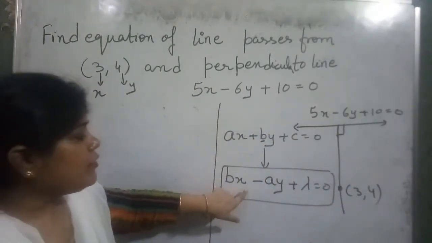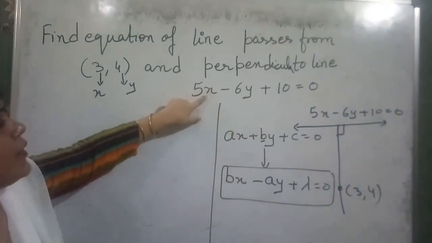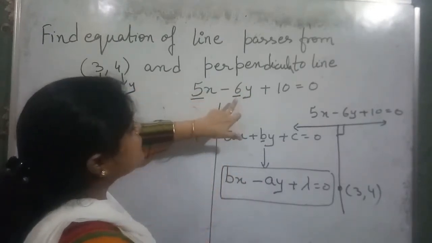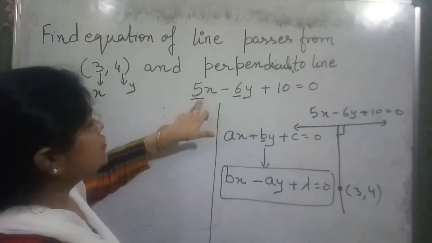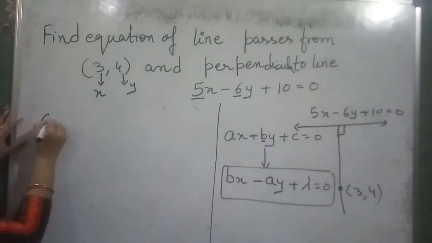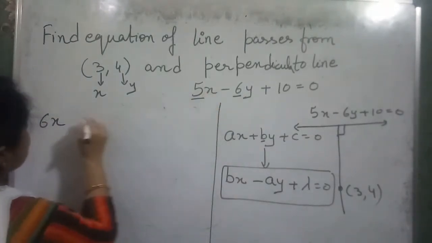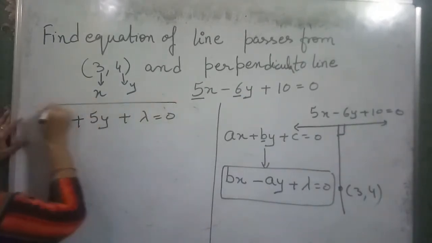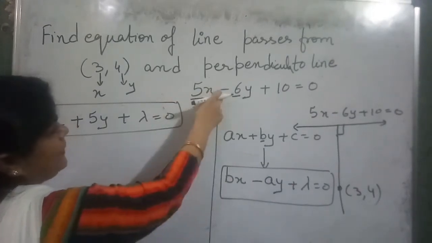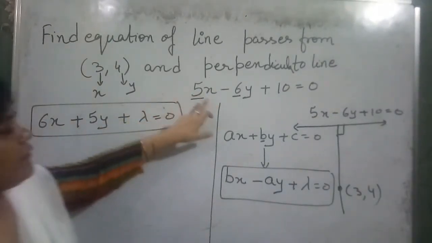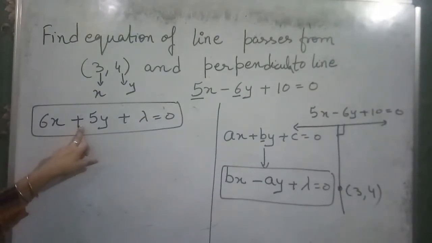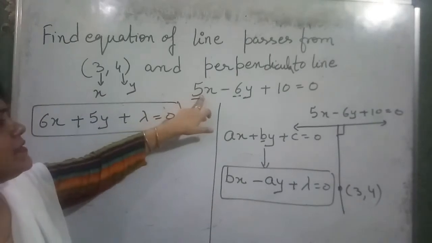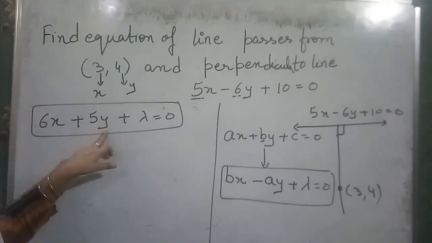Now I am going to apply this equation in this way. Here the coefficient of x is 5 and the coefficient of y is minus 6. So I will take the 6 coefficient to here. So we have 6x and here minus, so we have plus 5y plus lambda is equal to 0. So this is the equation of the line which is perpendicular to this line. Whenever we come here, this is minus, so it becomes plus. This is the coefficient of y, so it becomes the coefficient of x. And 5 is the coefficient of x, so it becomes the coefficient of y.